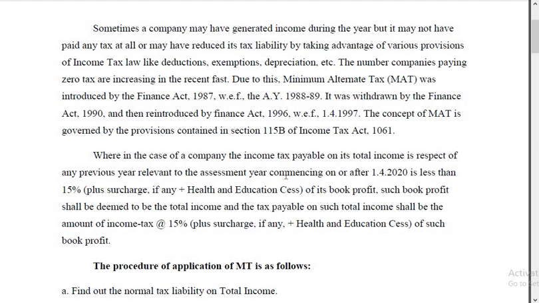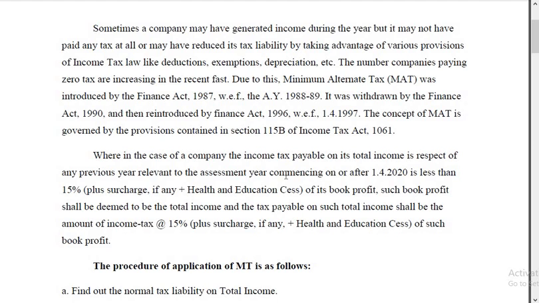Let me once again tell you what I have already explained. First you have to calculate the total income. Then again you have to calculate 15% tax on book profit. 15% in the sense 15% plus surcharge if any, and then health and education cess. Of the two, whichever is high, that is the tax liability.